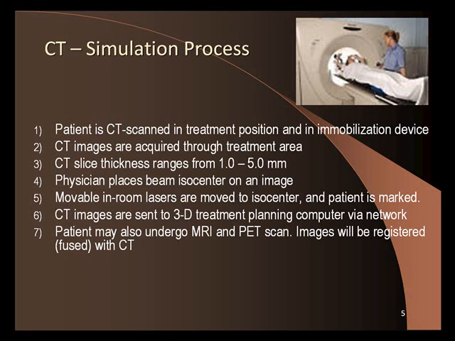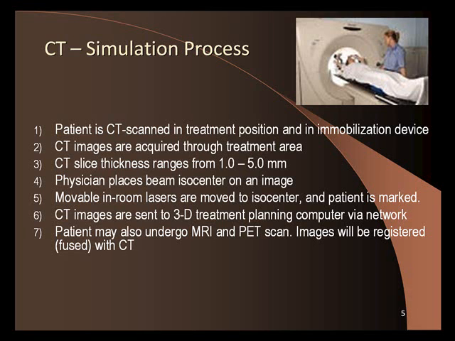Then the physician can place the beam after the CT scan's been done. The physician looks through all the slices and decides to place the beam isocenter on a particular slice. They can do that. Then inside the room, there are some lasers that move. Have you guys seen the in-room lasers? I know you've seen them in the treatment room, but they're also in the CT simulator room. And in the CT sim, they can move. So the horizontal lasers can move up and down, and the vertical lasers can move in and out.